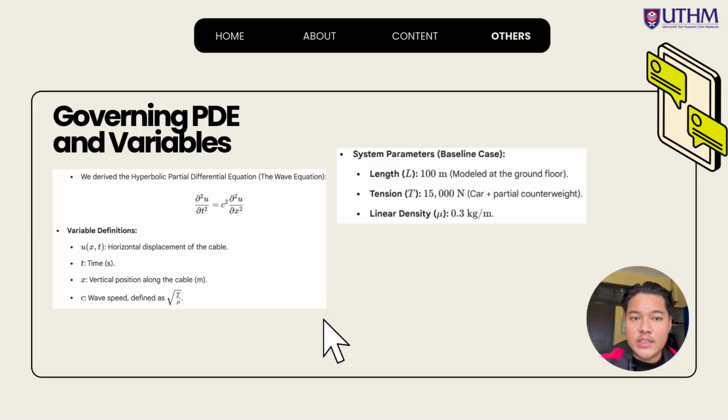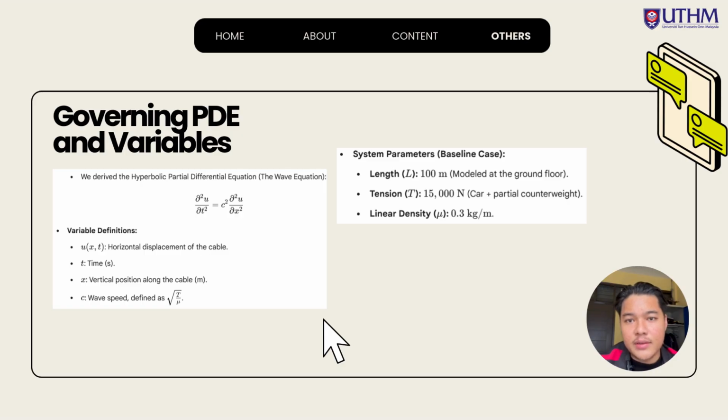For the engineering problem description, to analyze this, we define a specific engineering system which you can see in this diagram. We are modeling a traction elevator system with the following baseline parameters. The parameter is cable length. We selected 100 meters, representing an elevator parked at the ground floor of a high-rise. This is the worst case scenario because longer cables are more unstable.